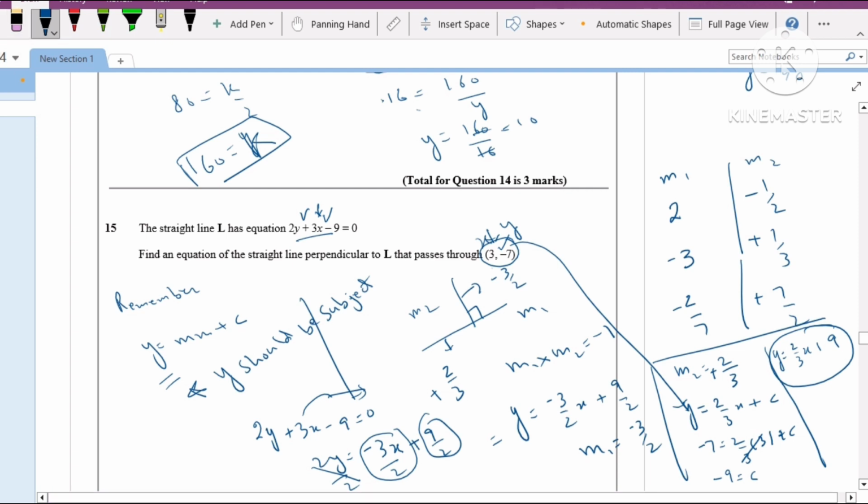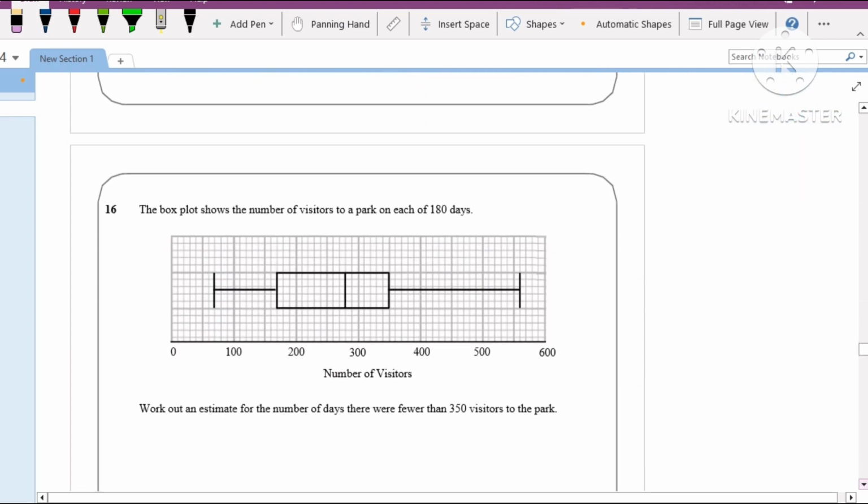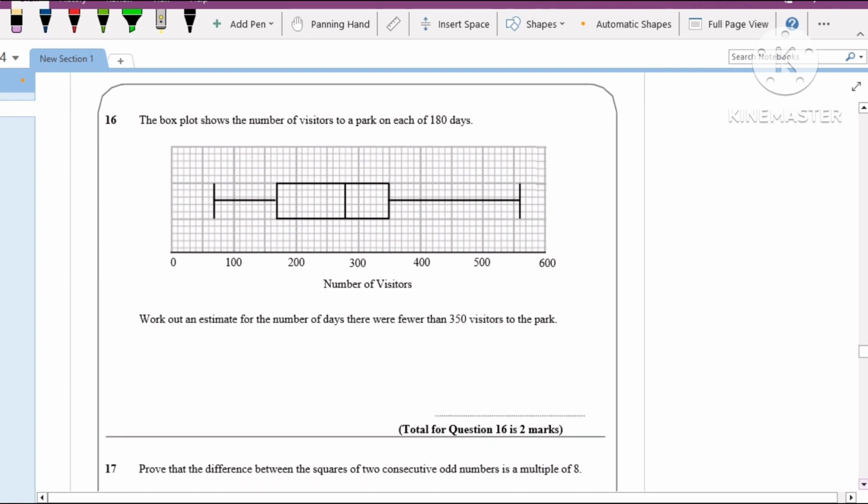Move to the next question, question number 16. The next question is from the whisker plot. Work out the estimate for the number of days there were fewer than 350 visitors to the park. So for the whisker plot, this is the minimum value, this is the maximum value, this is the lower quartile, this is the upper quartile, and this is the median.